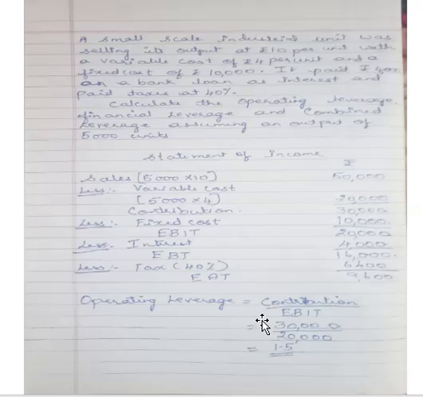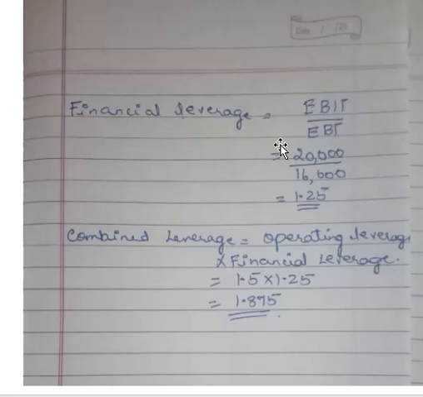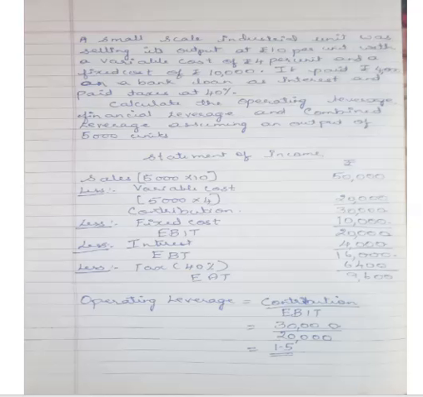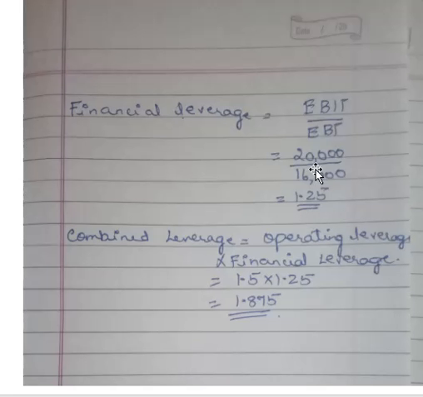Formula: operating leverage is equal to contribution divided by EBIT. Contribution 30,000, EBIT 20,000. 30,000 divided by 20,000, 1.5. Next, the financial leverage formula is EBIT divided by EBT. EBIT, as you have calculated, is rupees 20,000. EBT 16,000. 20,000 divided by 16,000, 1.25. Combined leverage is equal to operating leverage into financial leverage, because we have calculated both operating leverage and financial leverage. So 1.5 into 1.25 is equal to 1.875.